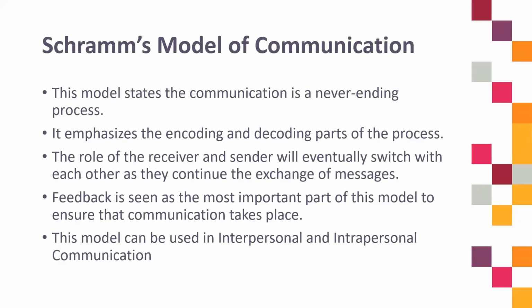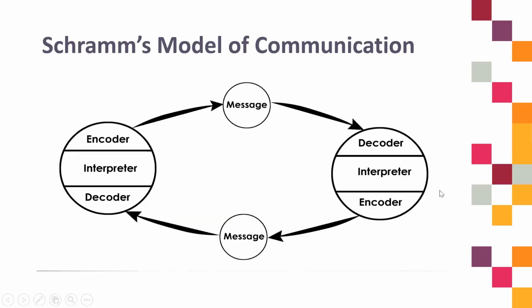There will be feedback and then there will be an interchanging of roles. Feedback here is seen as the most important part of this model. Unlike the linear communication model, where there's no feedback, in Schramm's model of communication there's now a feedback, and this is one of the most important parts of this model. Schramm's model of communication can be used in either interpersonal or intrapersonal communication. So this is an example of Schramm's model of communication.